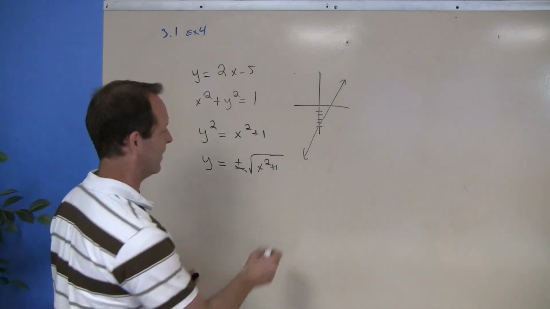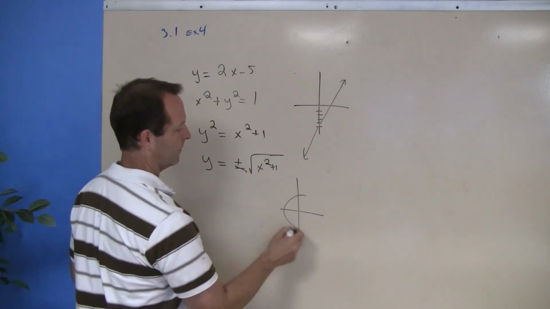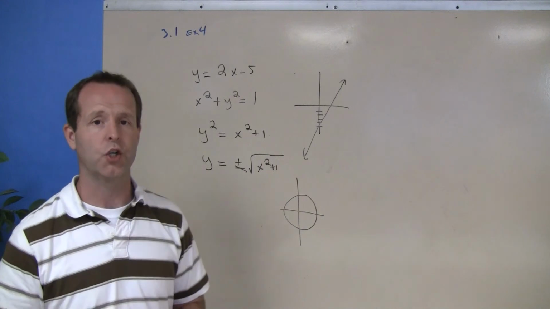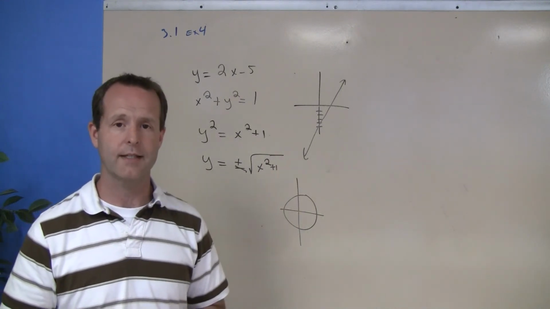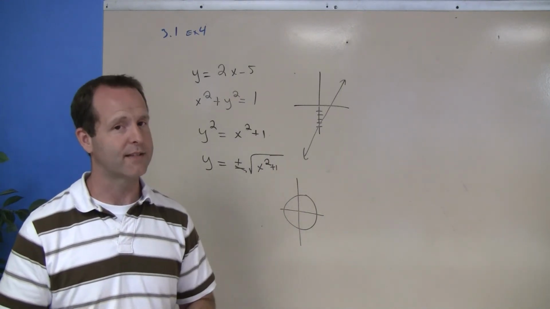You could also graph it. And the graph of this one is the unit circle. And you can see right there that the vertical line test would apply and say, wait a minute, this is not a function.